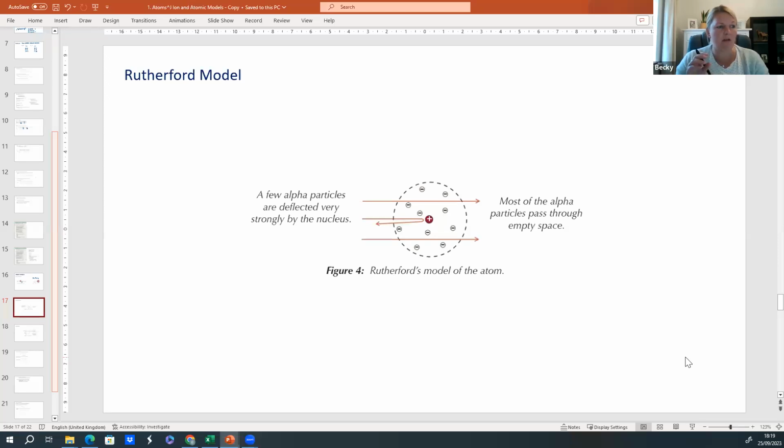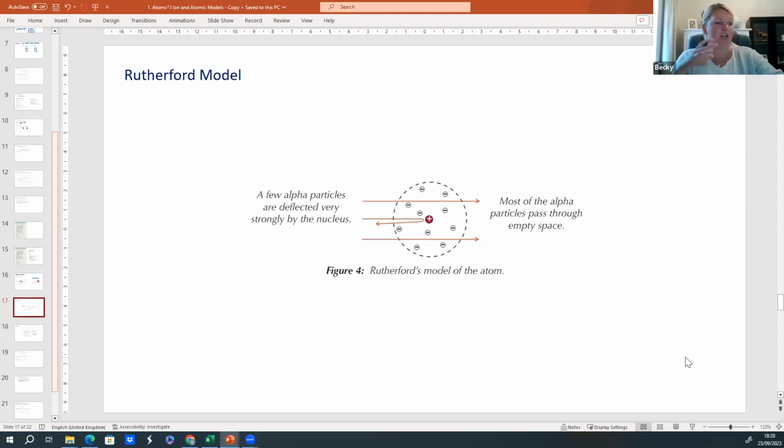Some of them were deflected, so we knew that the electrons must be around there, deflecting those off. So we got most of them straight through, some with a bit of deflection, and very few that were deflected straight back, almost as if they had been repelled. Remember, alpha particles are 2 protons and 2 neutrons, so we've got that positive charge. As that positive charge hits the nucleus, we get very few bouncing straight back, because we've got that small, dense nucleus.